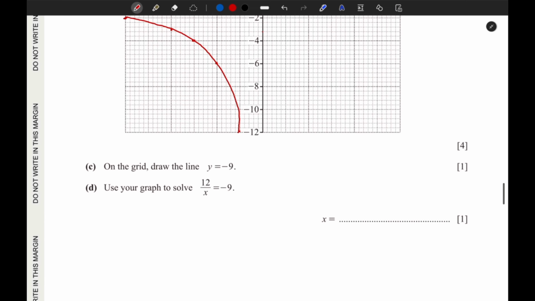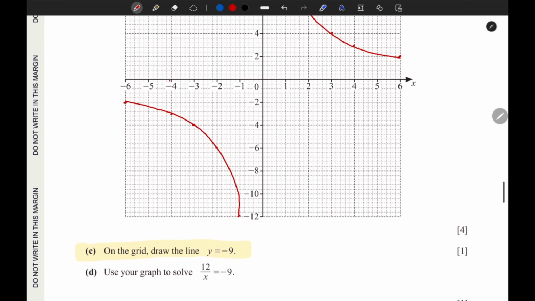Now the next is: on the grid, draw the line y equals minus 9. So we have to draw the line y equals minus 9. Again, where is minus 9? See, this is 10 to 8, so this is 2. So 1, 2, 3, 4, 5, so basically 9 will be around 2.5. How much is this? 1, 2, 3, 4. So this is actually 4, so there are 4 divisions. 9 will be on the second division. So y equals minus 9 will be on this line. Let's complete the line. So this is y equals minus 9.